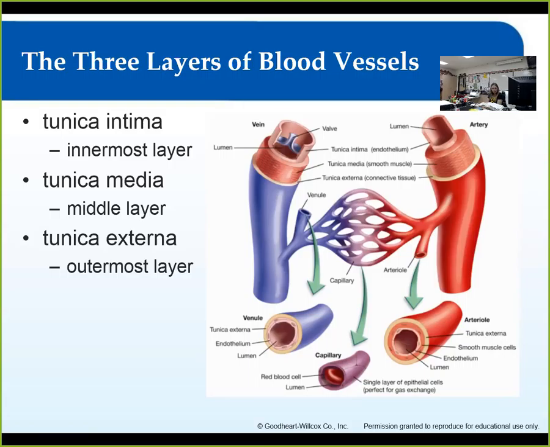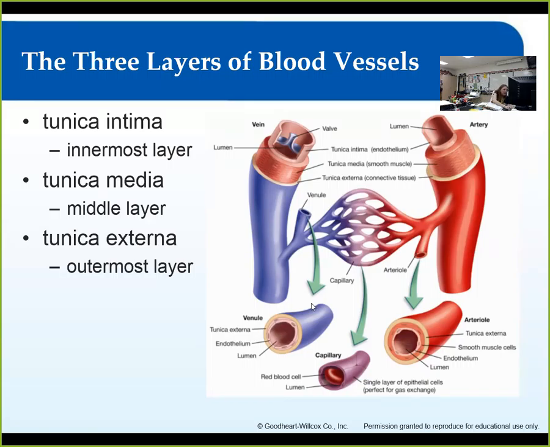So these help to determine blood pressure. When a vessel dilates, of course, blood pressure is going to go down. When it constricts, blood pressure is going to go up. That's the tunica media. It's where the muscle tissue is, much, much thicker in arteries than it is in veins.